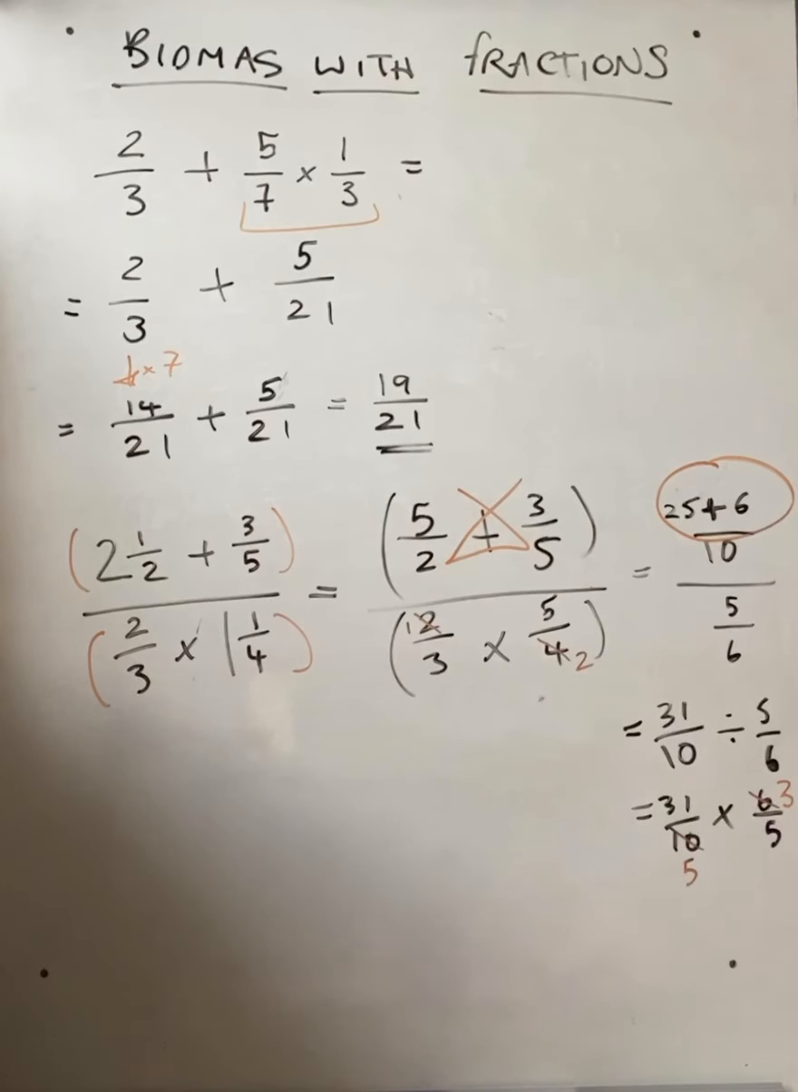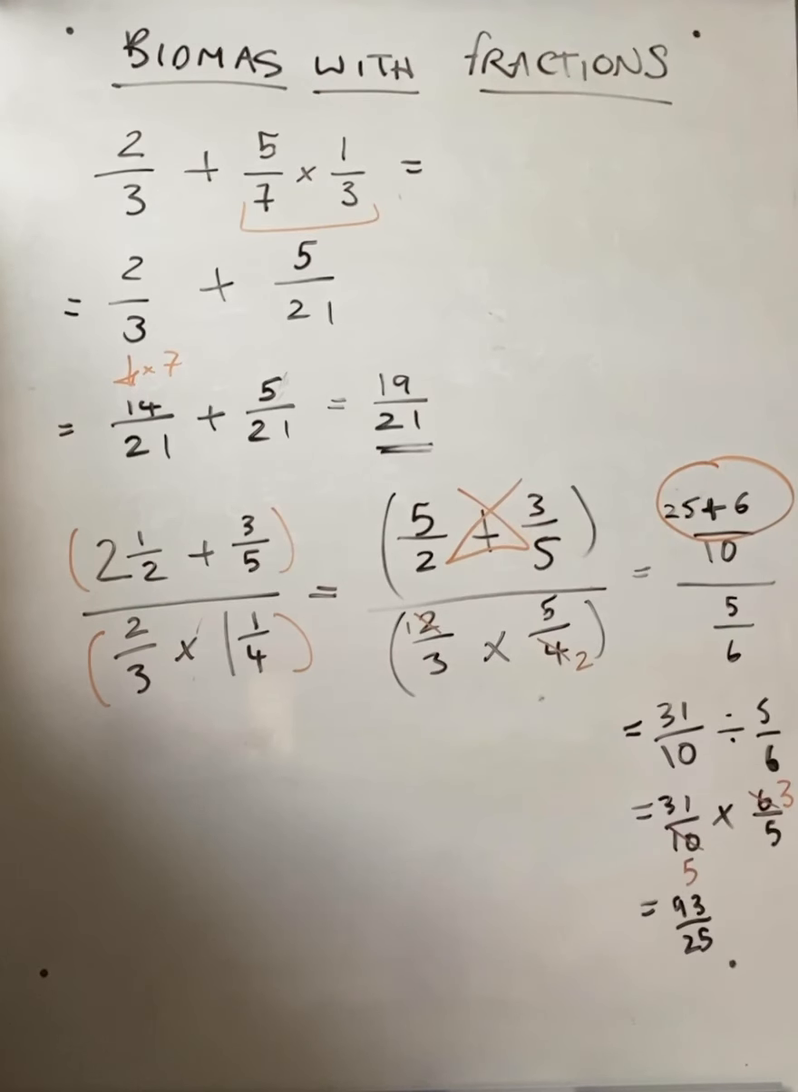So the final thing really is to times across the tops. 31 times 3 is 93. And across the bottoms, 5 times 5 is 25. Now that's a good answer, 93 over 25, but it's not a brilliant answer, because we like to leave our answers as mixed fractions once we get to the final answer.